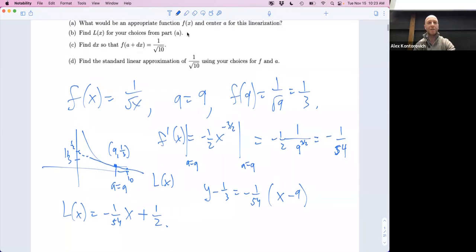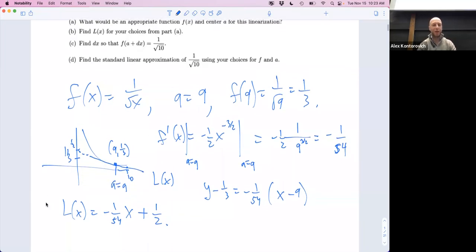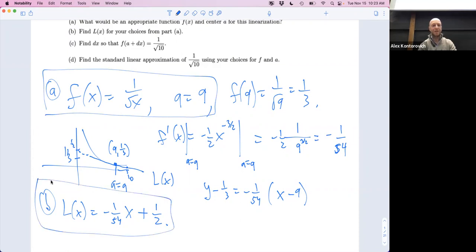Find L of x for my choices. Done. That's part B. Part A is right here. These two things are part A. This is part B. You see how I'm trying to organize so that whoever's grading this looks at it and instantly understands what it is that I'm doing.